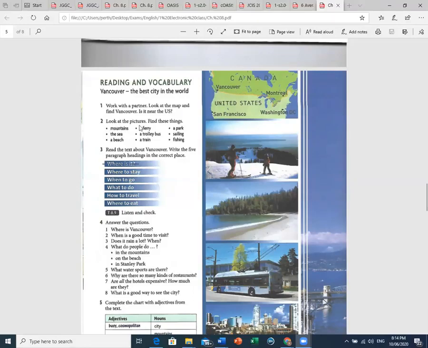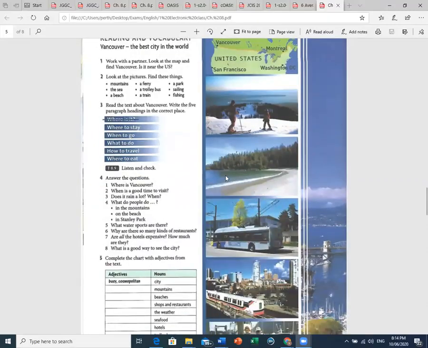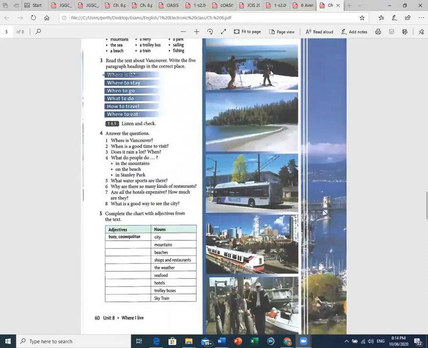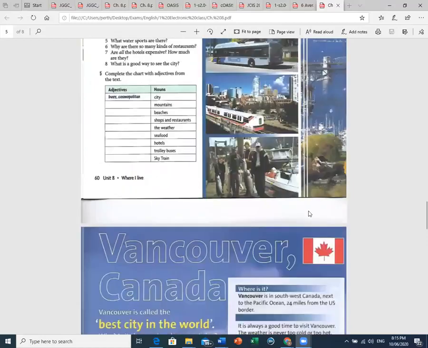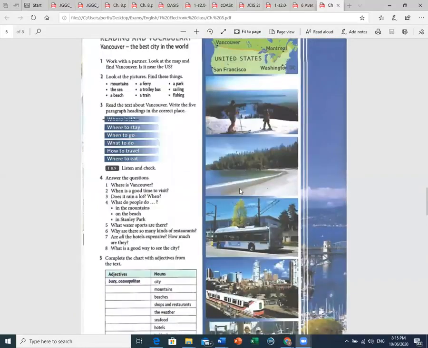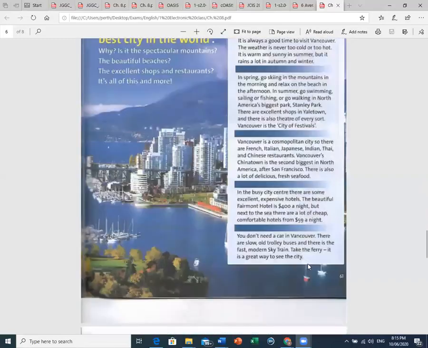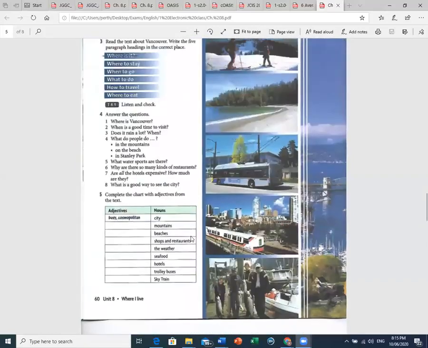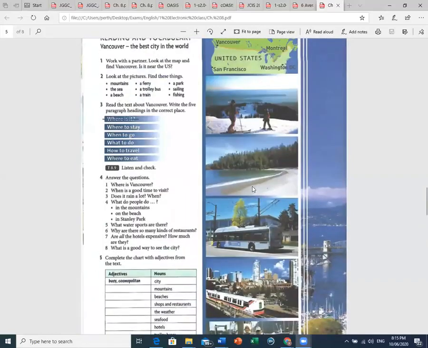Number two, look at the pictures. Look at the pictures and find these things. The mountains. So here you can find mountains. Also here you can find the mountains. The sea. This is the sea, and this is the sea. The beach. This is the beach.